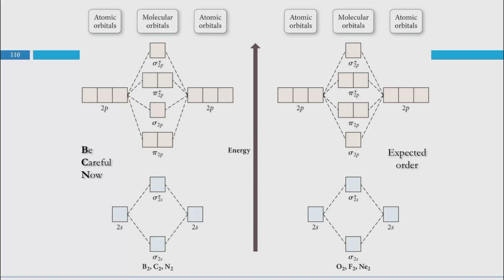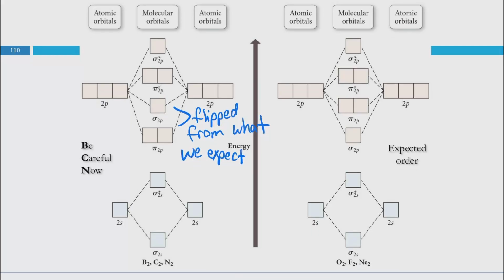For boron, carbon, and nitrogen, the mnemonic that the book has is be careful now, because the sigma and the pi bonding orbitals are flipped from what we expect. Questions? Confusions?